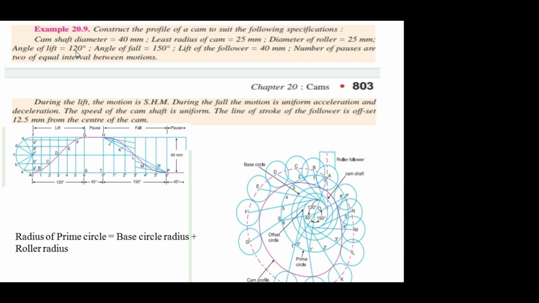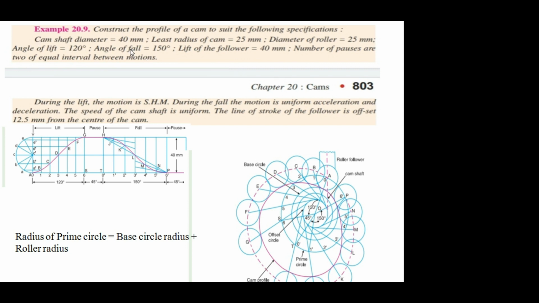Now 120 degree is theta O, theta R is 150 degree, so it is 120 plus 150, 270. 360 minus 270, remaining is 90 degree. The condition is given that the number of pauses, that is the number of dwells, are 2 of equal intervals between motions. So 2 of equal means remaining is 90 degree.